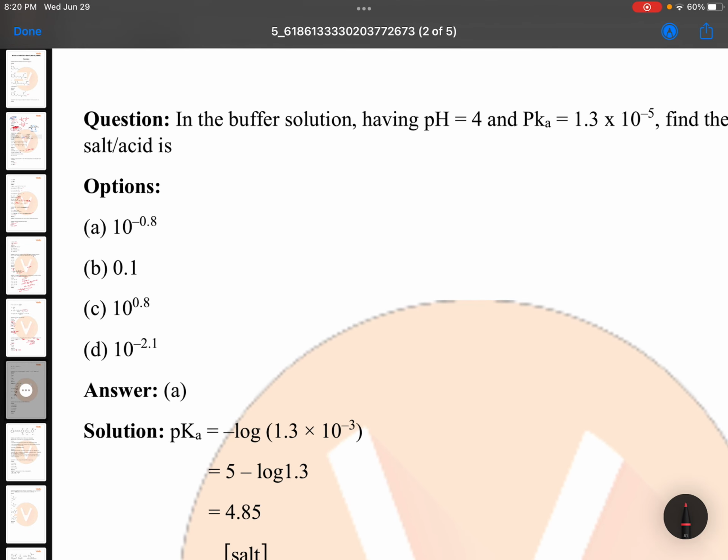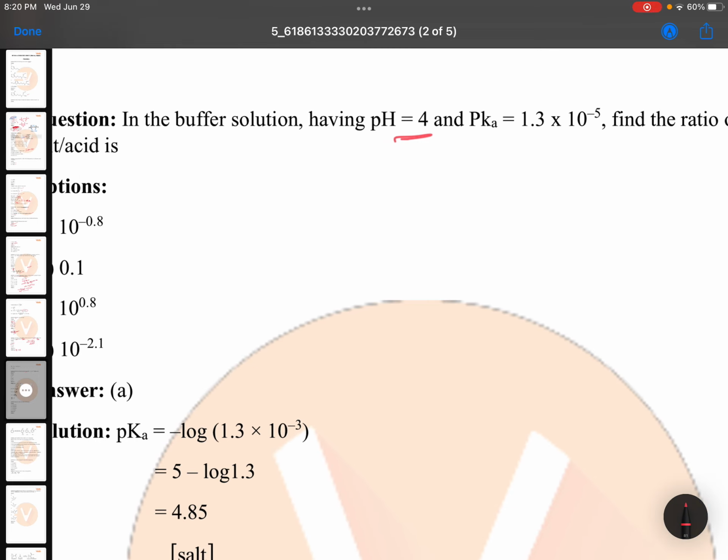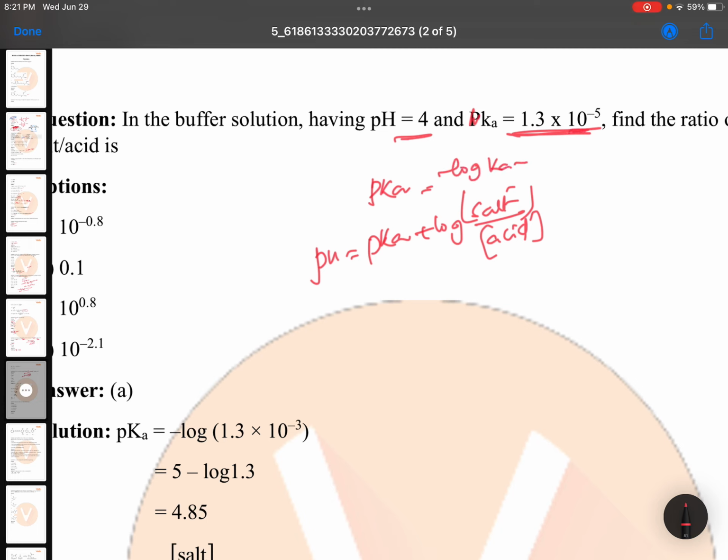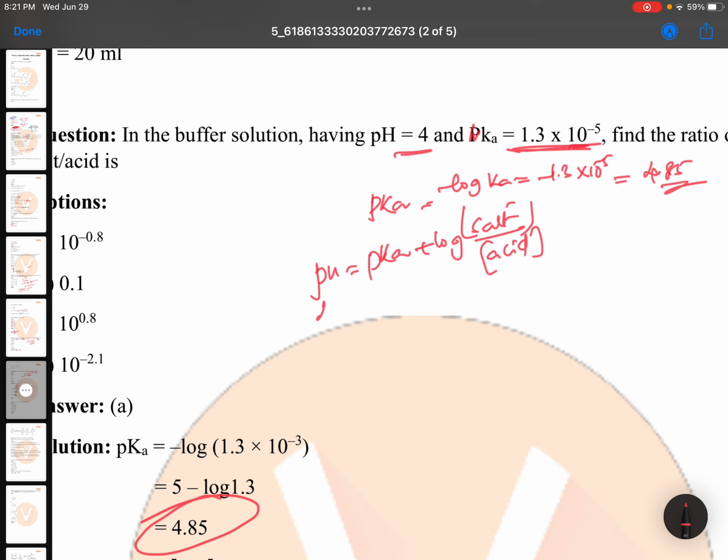In the buffer solution having pH, ये थोड़ा typical question है. pH is equal to 4 because you need to find out some things here. pKa is given. When pKa is given, okay na, I think it should be Ka. pH is equal to pKa plus log of salt by acid. This is the formula. Okay, if it is Ka, you need to find out minus of log Ka, that is equal to minus of log 1.3 10 to the power of minus 5. It will come as 4.85. Got it? 4.85. pH is given 4. This is given 4.85. So what is the ratio of this?